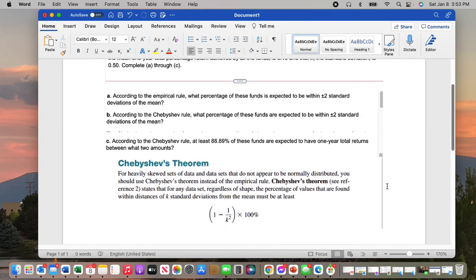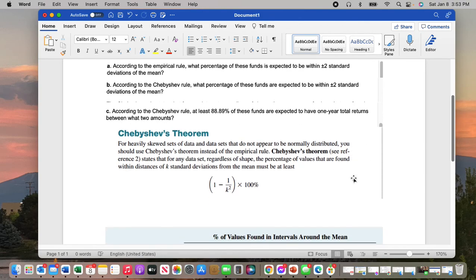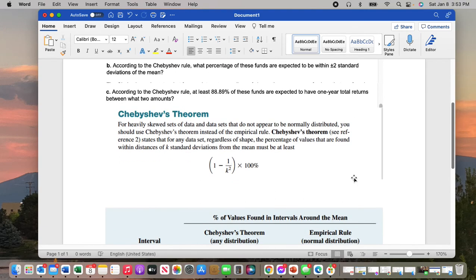Now, the last part is a little bit more challenging. It says, according to Chebychev's rule, at least 88.89% of these funds are expected to have 1-year total returns between what two amounts? Okay, so basically what this is asking us is that we need to find the standard deviations for 88.89% using Chebychev's rule or Chebychev's theorem.